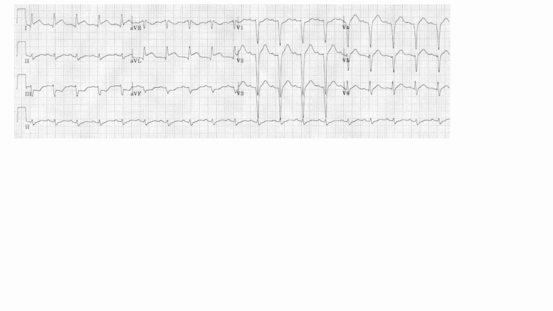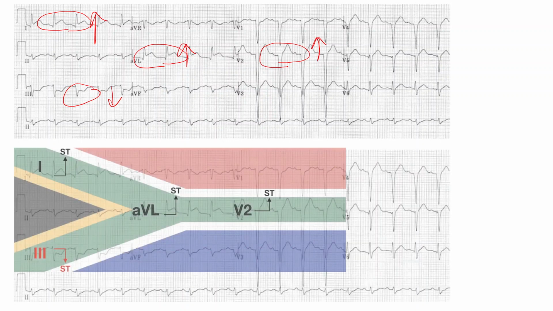So if you see here, there is ST elevation in lead 1, ST elevation in lead aVL, sometimes ST elevation in V2, and there is ST depression in lead 3. So this is elevation, this is depression. So sometimes this is called the South African flag sign. You can see this image. It is not very important, but you can just remember the name South African flag sign, which is seen in lateral MI due to first diagonal branch occlusion.